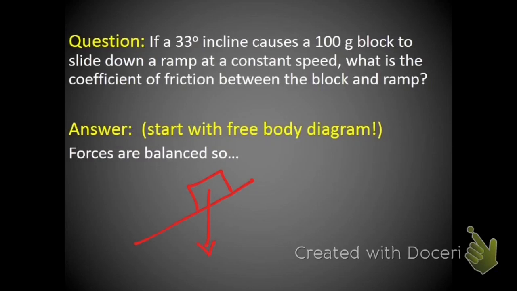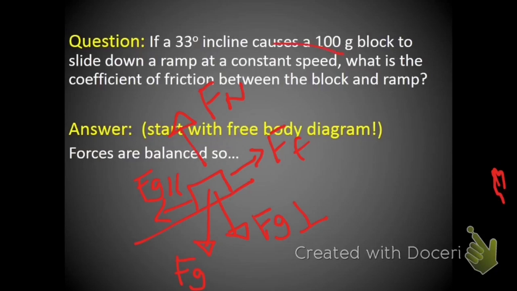The gravitational force actually consists of some amount of pulling it into the ramp. I call this the perpendicular force of gravity. This is the full force of gravity, and some amount of force pulling it down the ramp. I call that the parallel component. We've also got the normal force straight up and a frictional force pulling it up the ramp.